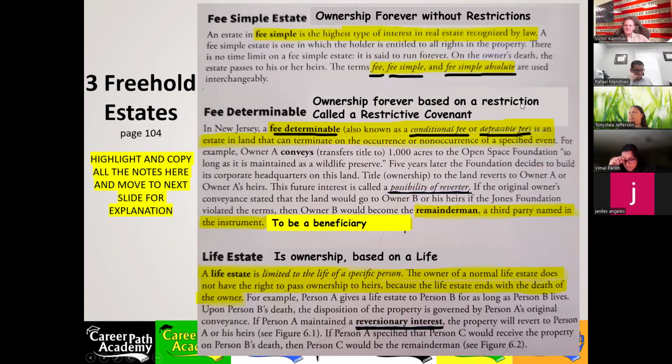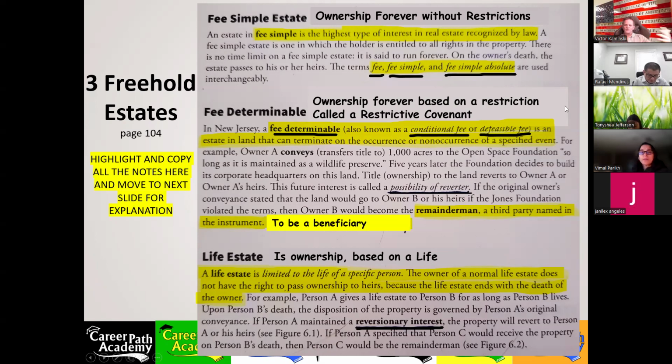Fee determinable estate is also ownership forever that is based on a restriction. Restrictions placed in deeds are called restrictive covenants. The word covenant means a legal promise. These are restrictive legal promises that you're agreeing to in the ownership. So it's ownership of real estate forever. However, your ownership is based on a restriction.